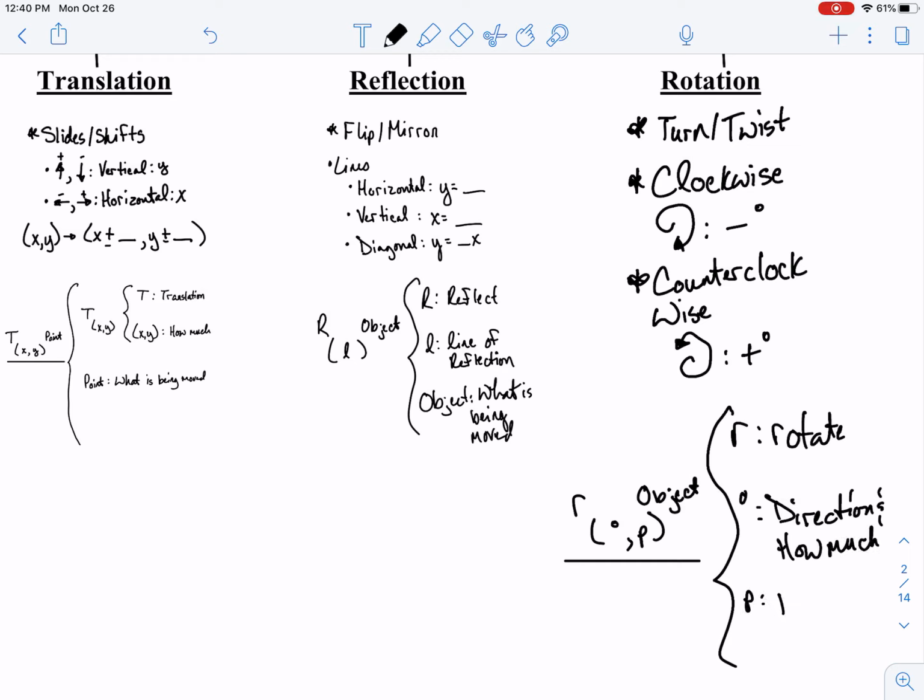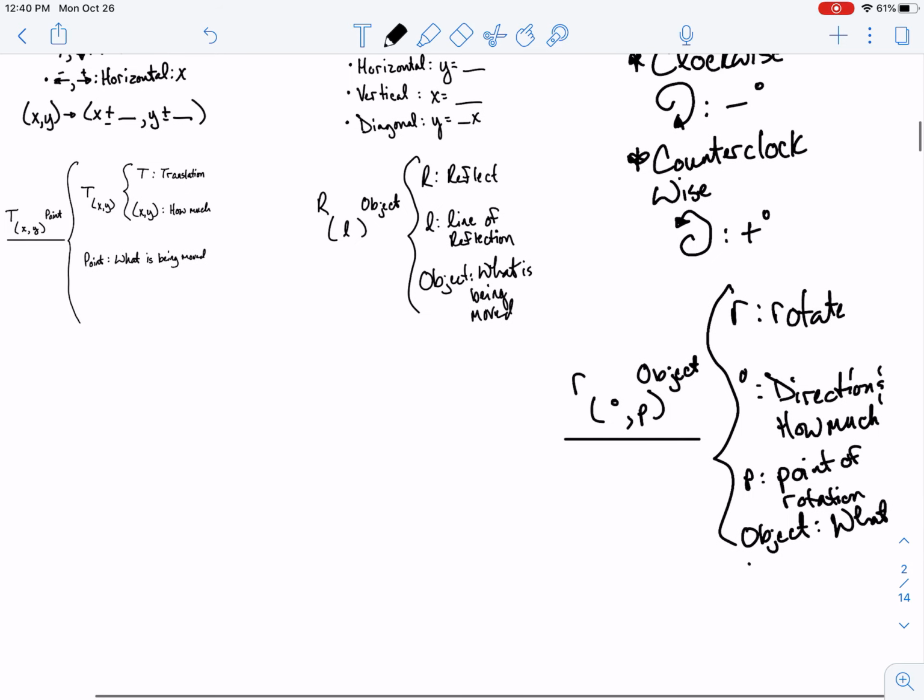P is your point of rotation. For this class, it's just going to be the origin. And then object still hasn't changed. So what is being moved?